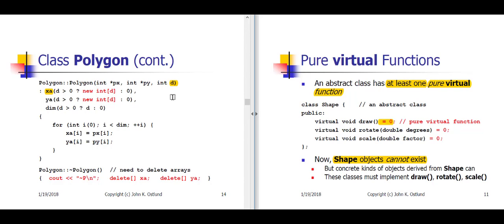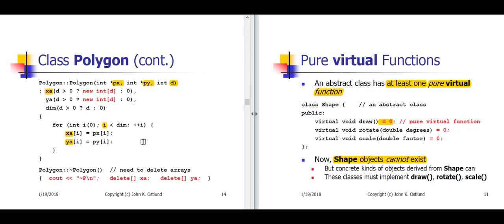Now, once we've established these dynamically allocated arrays of ints for the x coordinates and the y coordinates, and we've also established the dimension, in the body of code, we'll use a for loop to step our loop counter i from 0 up to 1 less than dim, and we'll copy the values from the input arrays, px and py, into the current polygon object's internal arrays, xa and ya.